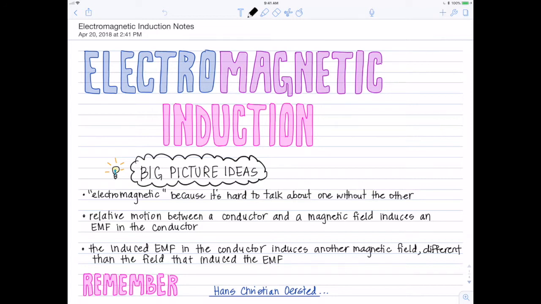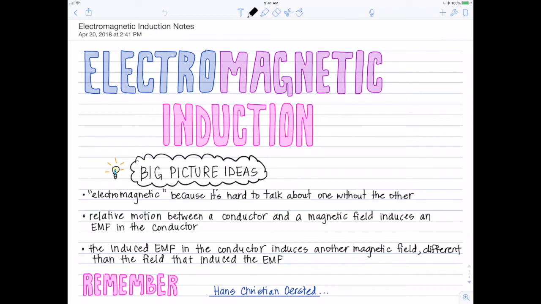Another big picture idea that we'll cover is this idea of relative motion between a conductor and a magnetic field. And that relative motion is what actually induces the EMF in the conductor, meaning the relative motion is responsible for the change in flux. And just to reiterate, the last big picture idea is that the induced EMF in the conductor induces another magnetic field. And like we already said, this field is different than the original field that induced the EMF to begin with.